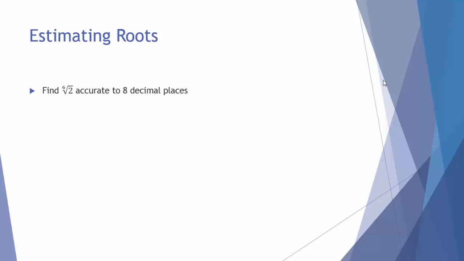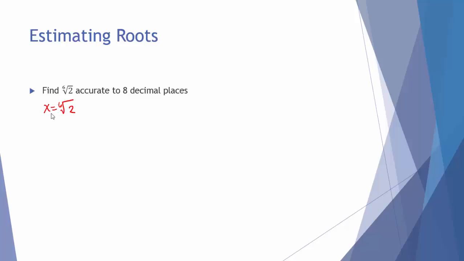So we're going to find the sixth root of 2 accurate to 8 decimal places. This one starts off a little bit different because notice you don't have an equation and you don't have a function. So what we're going to do is kind of establish that for ourselves. We know that we're looking for the sixth root of 2. So if that's what we're looking for, that's what we're going to let x equal. Let x equal the sixth root of 2.